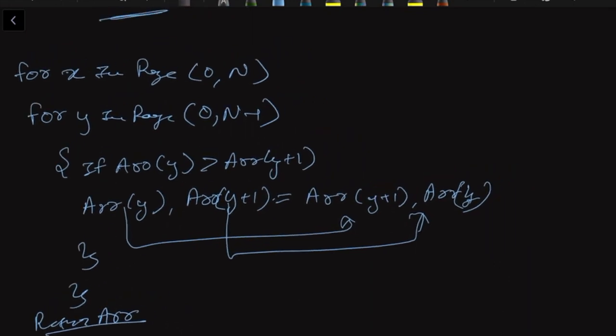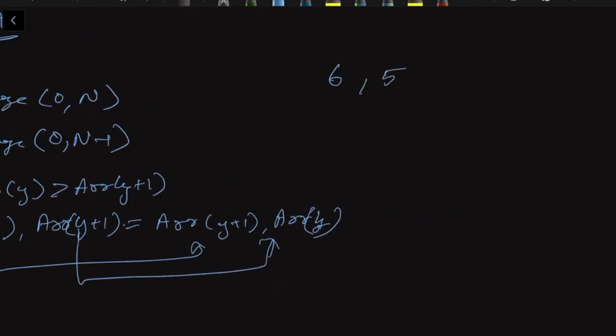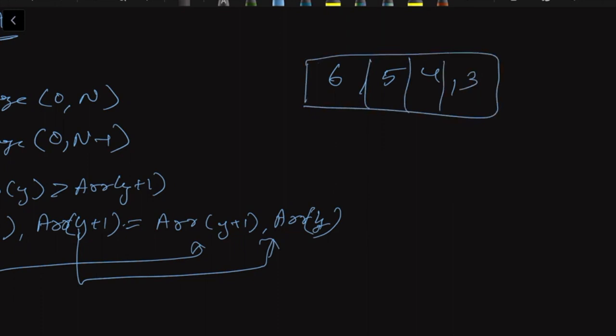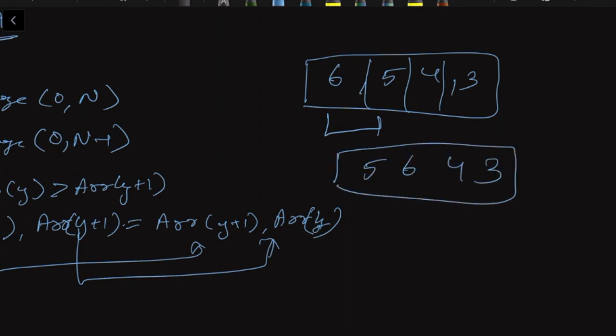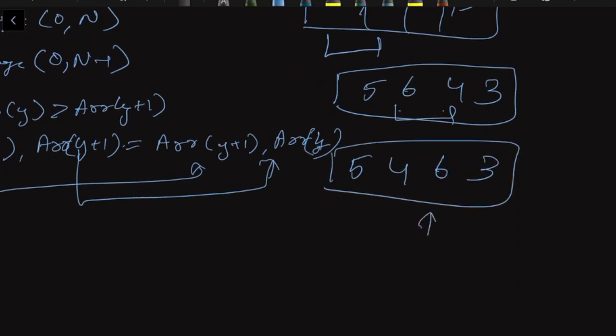Let us see an example. We have 6, 5, 4, 3, and we start with these two elements. 6 is greater, so we swap, and it becomes 5, 6, 4, 3. The j value increments, and now we compare these two values, so it becomes 5, 4, 6, 3. Now j increments again, we compare these two values, and it becomes 5, 4, 3, 6.